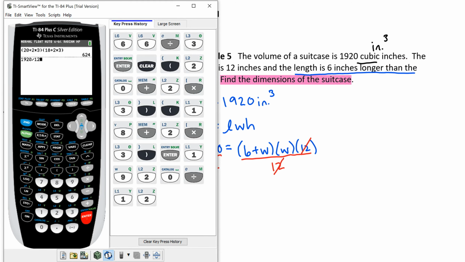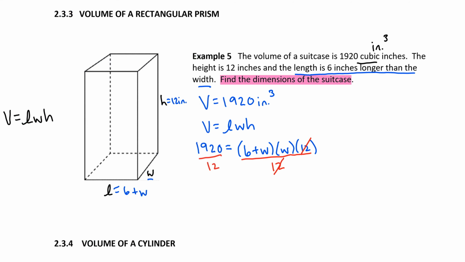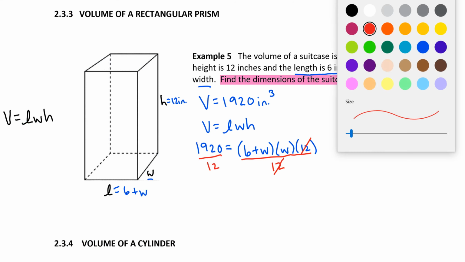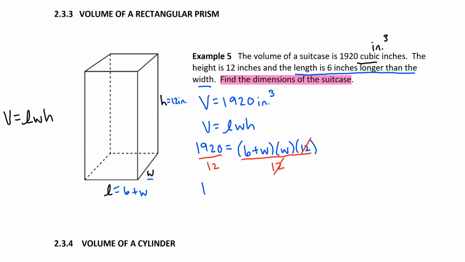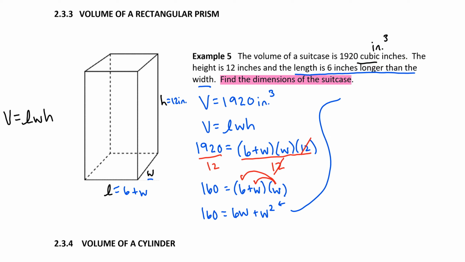So dividing that left side by 12, we end up with 160. So now we have 160 equals 6 plus W times W. We can break up these parentheses with the distributive property, even though it sort of feels like we're doing it in reverse. We end up with 160 equals 6 times W plus W squared. Very clearly now a quadratic equation.